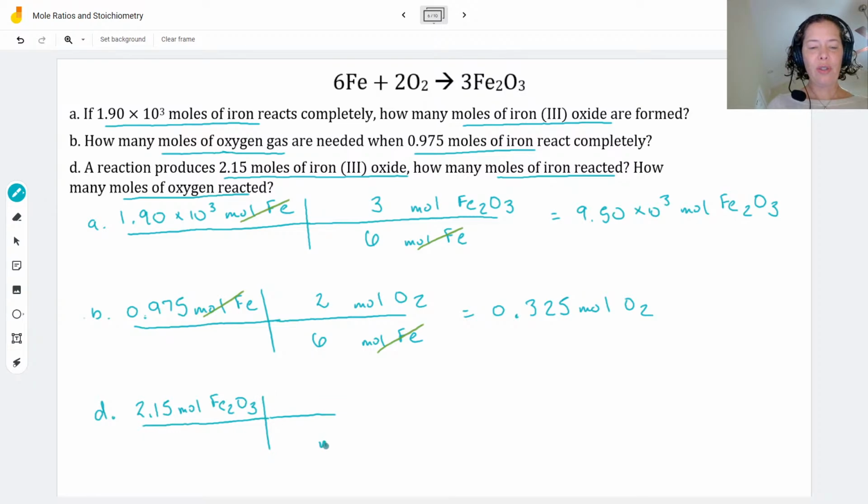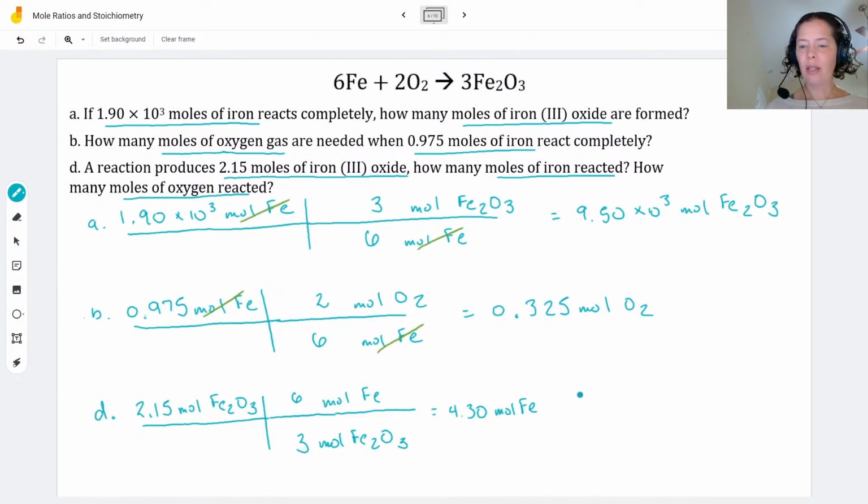So I want to make sure my moles of iron 3 oxide cancel, and I am predicting moles of iron. So we have moles of iron. Now let's get our numbers in from the balanced chemical equation. Iron oxide, there's a 3. In front of iron, I have a 6. So now I'm ready to plug and chug. 4.30 moles of iron.